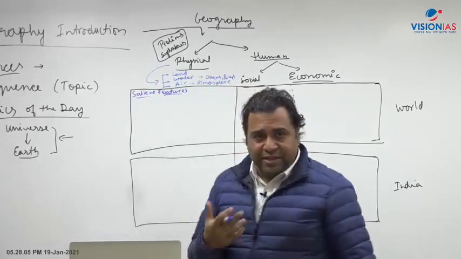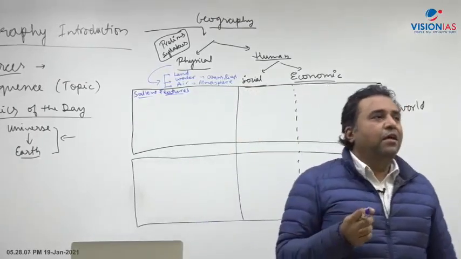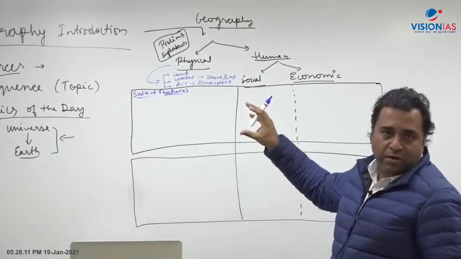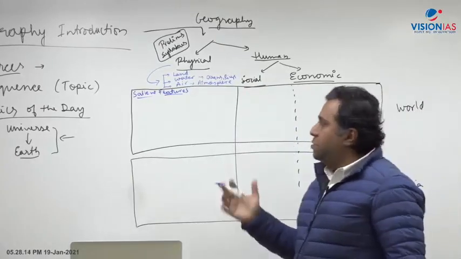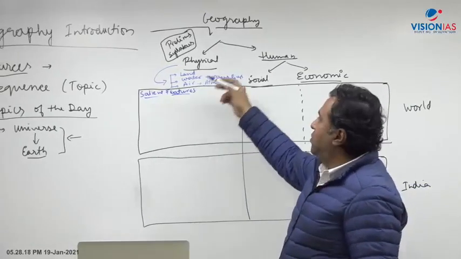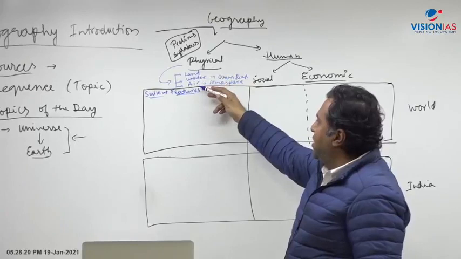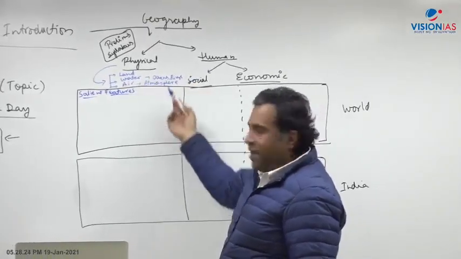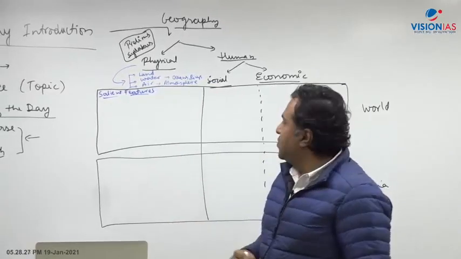I'm speaking as I write, because on this board there is a limitation that I can't zoom in and zoom out. Okay, so that's okay, but I'm reading well, so all of you can write. So this physical, land, water and air, and in water we can have oceans and rivers, etc., and in air, when I say air, I mean atmosphere.